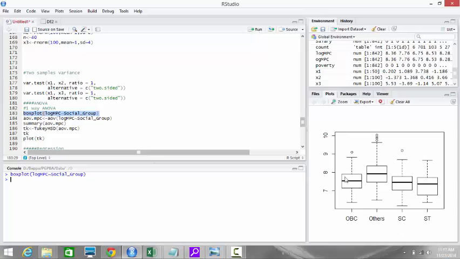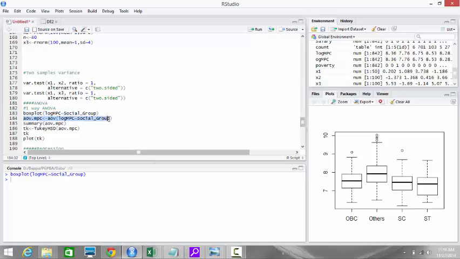So what the box plot gives us an idea of is that among the 4 social groups, if you look at the average log MPC values, it appears that the OBC, SC, and ST averages are very close to each other, whereas the other group had a significantly higher log MPC. So it appears from the figure itself that log MPC does differ across the groups.